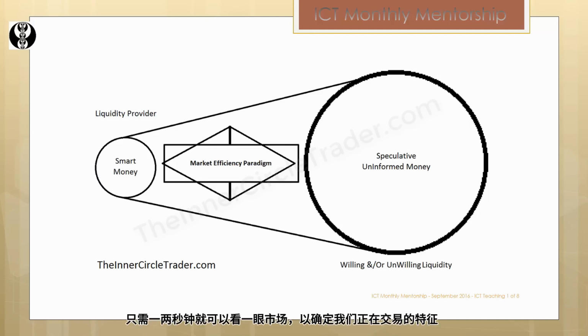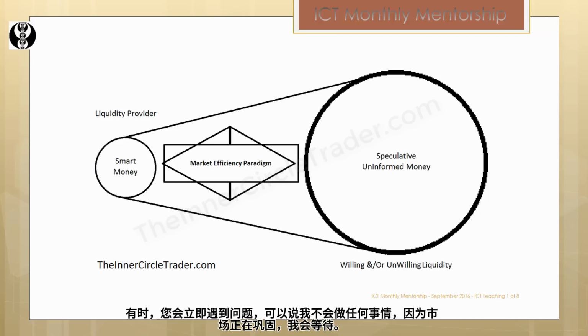It only takes a second or 2 to look at the marketplace, determine, okay, what characteristic are we trading in? So that way you can build a context or framework on how you're going to approach the marketplace. Sometimes you'll have right away an issue where you can say, I'm not going to do anything because the market's consolidating, I am going to be waiting. The other 3 conditions are going to be providing you an opportunity to take action relative to the tools that we couple with those conditions or context.